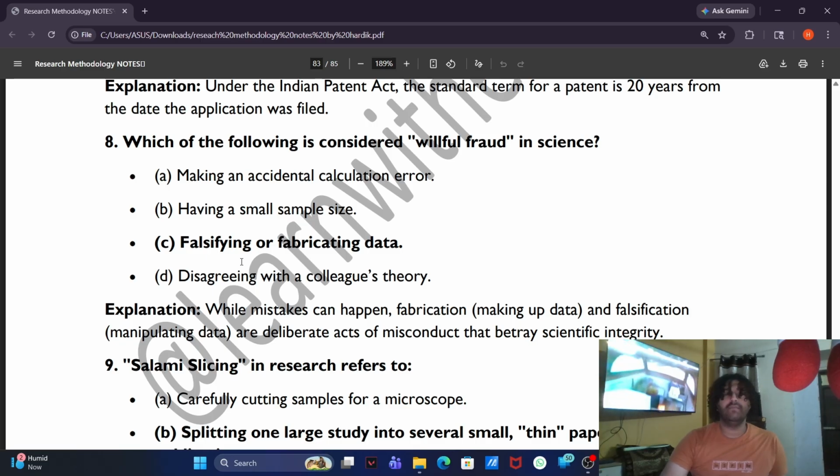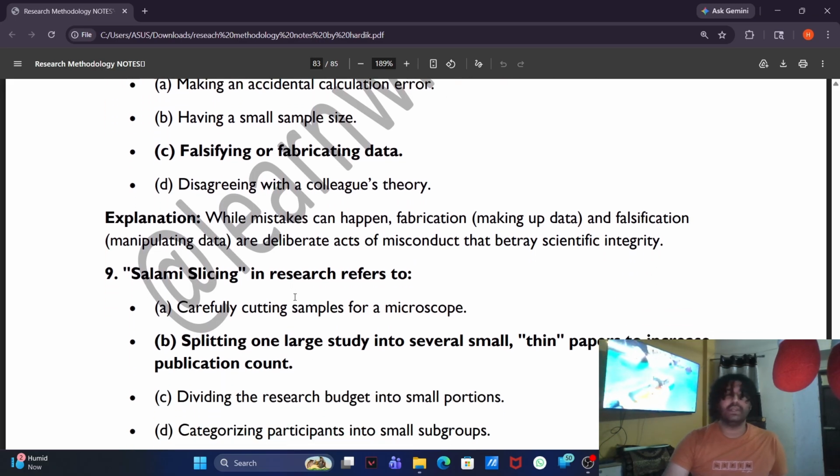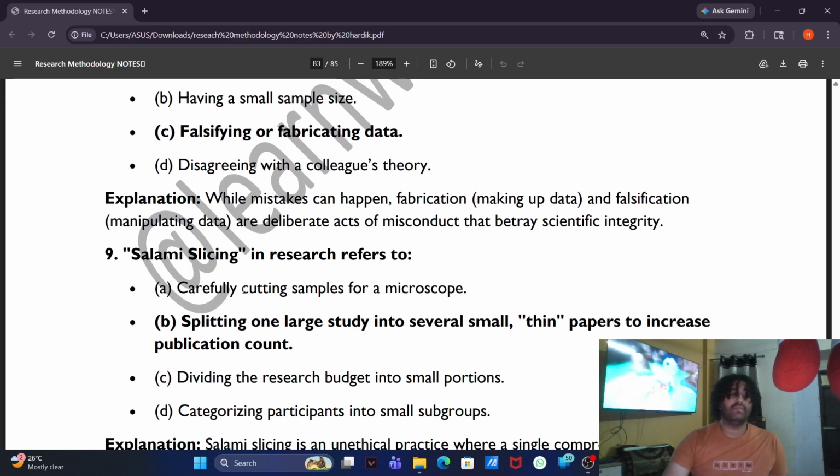Which of the following is considered willful fraud in science? Falsifying or fabricating data. While mistakes can happen, fabrication, making up data, and falsification, manipulating data, are deliberate acts of misconduct that betray scientific integrity.